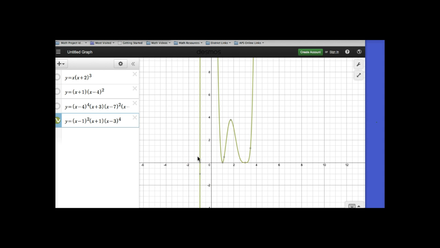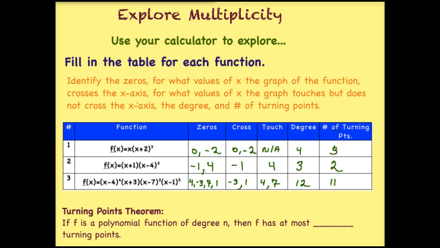So we can make a statement that if we have an even multiplicity, our graph will just touch the factor or zero and then go back up, but never cross, or perhaps go back down if we're below. If we have an odd multiplicity, the graph will actually cross through the x-axis at that root or zero. If we look back at our table, now we understand why some of our zeros cross and why some of them touch.